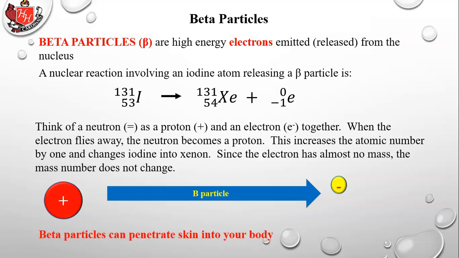Now, beta particles can penetrate a bit more than alpha particles. They can actually penetrate several millimeters into your skin. They don't go all the way through your body, but they can go into your skin, and that can cause problems if you're exposed to too many of them.